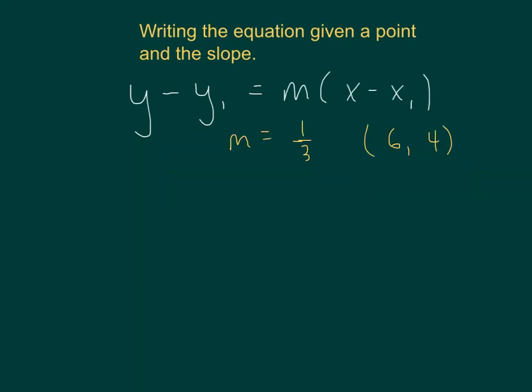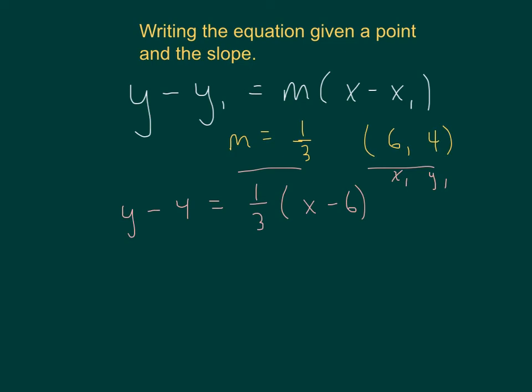All right, so here we are for our second example, and the first step is we're just going to substitute in our given information into our point-slope formula carefully. So y minus, and our y1 and x1 are right here, so y minus 4 equals our given slope of 1/3 times x minus 6.